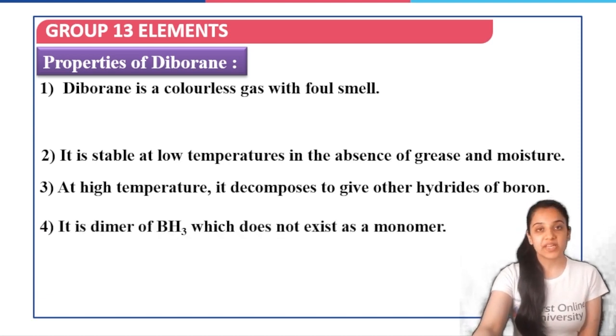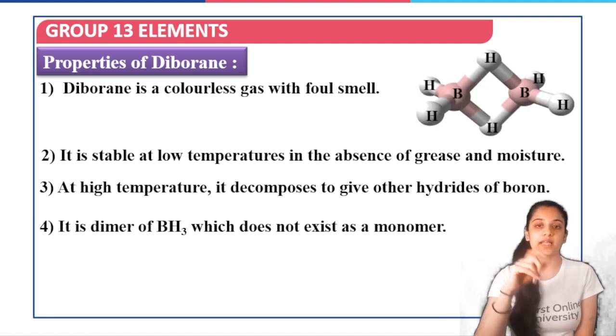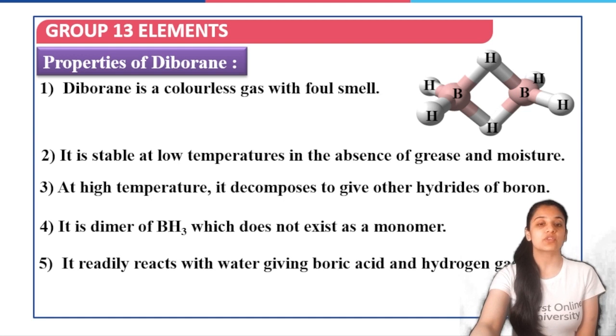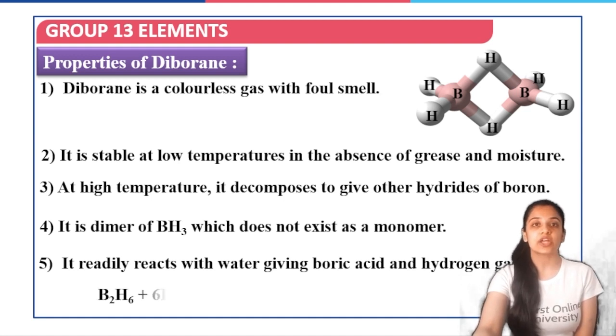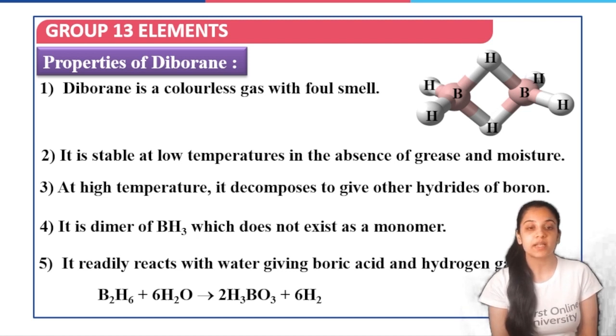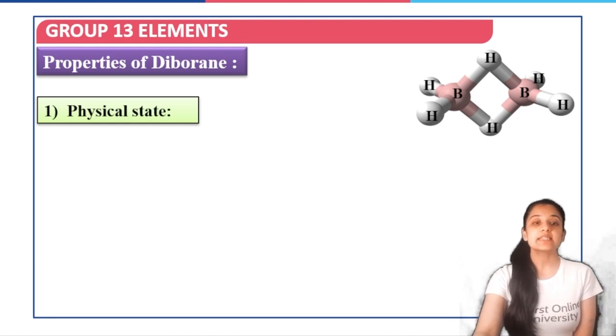It is a dimer of BH3, we know, and it does not exist as a monomer. So this is the structure of how it looks. We have two hydride bridges and two hydrides on each of the two borons. It readily reacts with water to give boric acid, and H2 gas is going to be liberated. You can have a look at the reaction. B2H6 plus 6H2O will give 2 moles of H3BO3, which is boric acid, and 6 moles of H2 is going to be liberated.